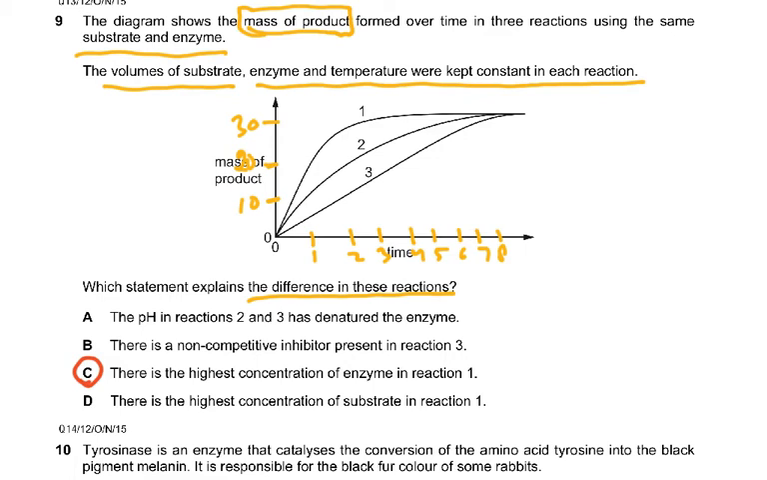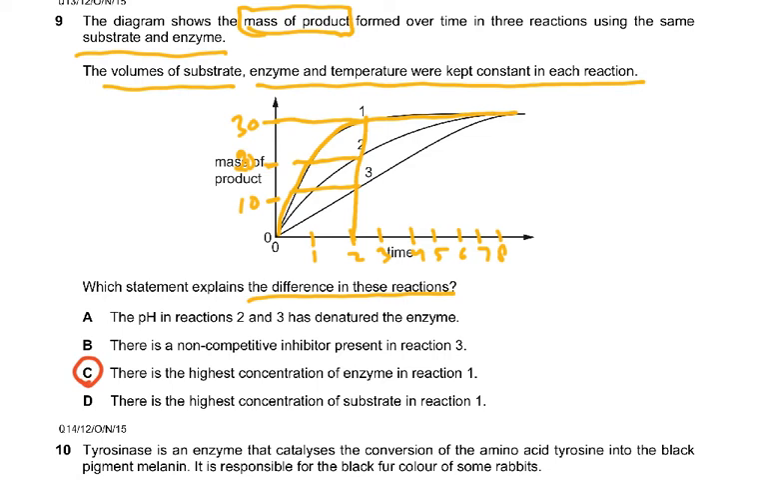The pH in reactions 2 and 3 has denatured the enzyme. No, that doesn't explain from the graph. There is a non-competitive inhibitor present in reaction 3. No, a non-competitive inhibitor cannot level out. This has really reached the same. So there is the highest concentration of enzyme in reaction 1. Because you see what has happened, mass of the product has very sharply increased and then the mass has remained constant. But if you look at any point in time, the mass of the product is less. So in 3, the mass of the product is less, in 2 the mass is even lesser, and in 1 it is the maximum.